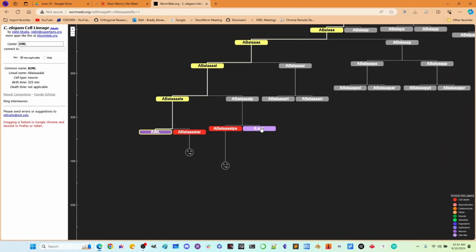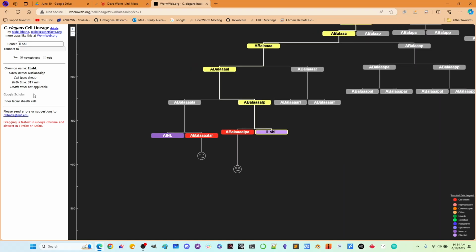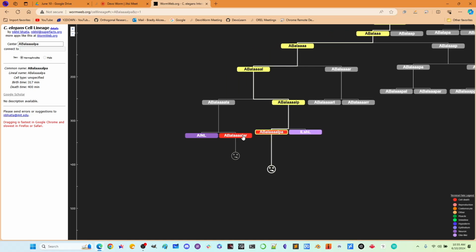And so we see the same here, ILSHL, which is a sheath cell, which is actually part of the connectome as well. We have this cell here, ILSHL, which is a sheath cell, and this is born at 317 minutes. But again, its sister apoptoses and doesn't exist anymore. So this is an example of asymmetric division where you have one daughter but not the other surviving.